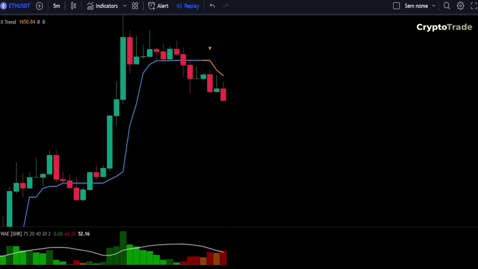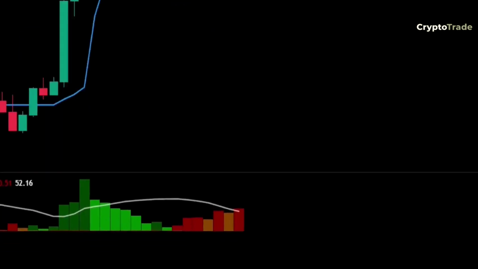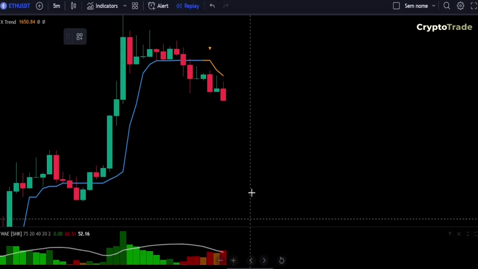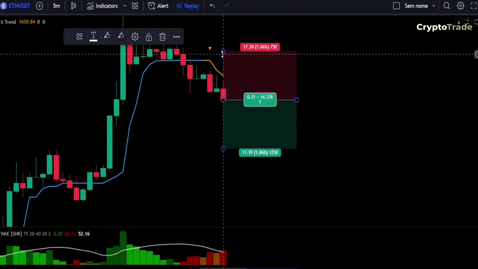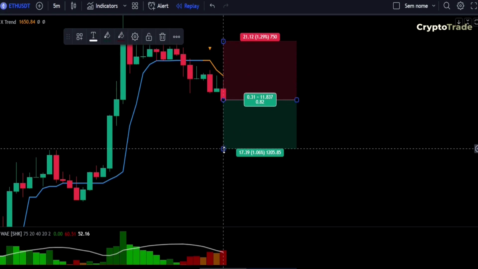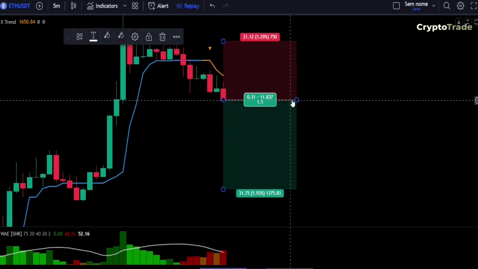For a sell order, the Extreme Trend indicator must give an entry signal with an orange triangle and the candle must be red at the same time. The WADDAH ATTAR Explosion indicator must be red and the bar is above the white line. If these conditions are met, place a sell order at the closing of the candle. Place the stop loss above the nearest swing high. The risk to reward ratio will be set to 1 to 1.5.